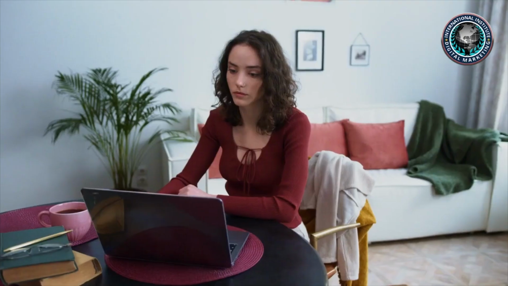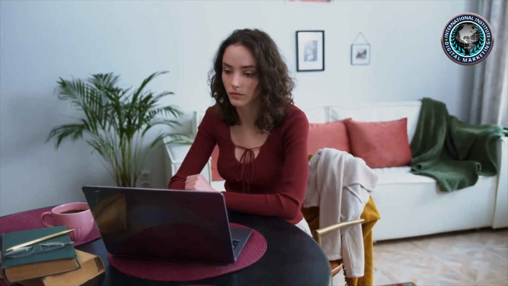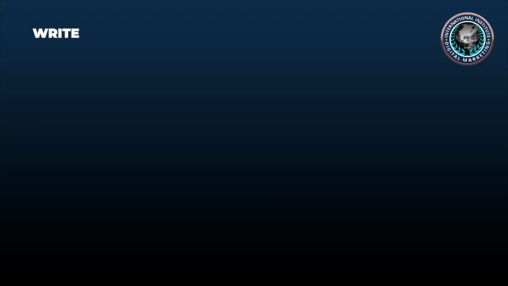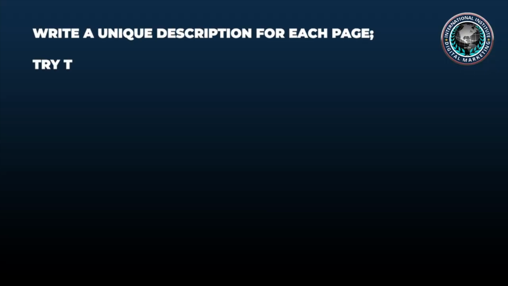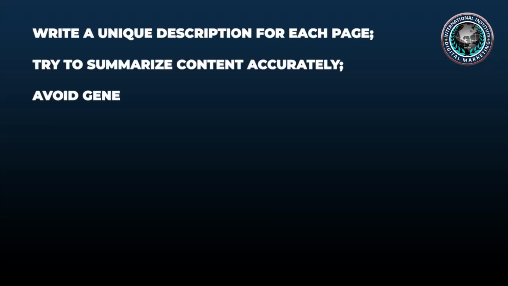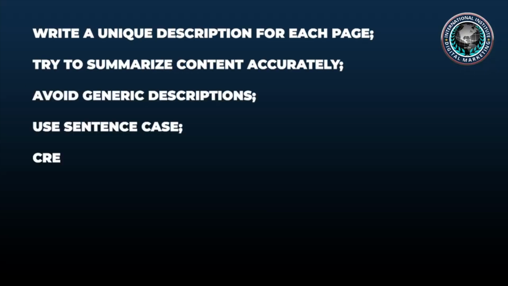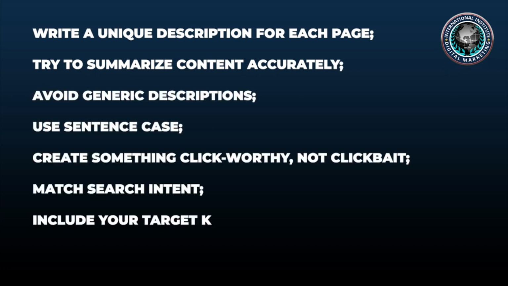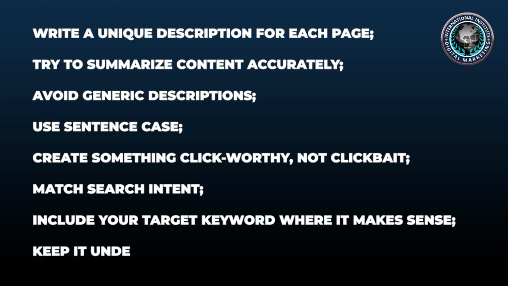Meta description. The meta description summarizes the page's content. Search engines often use it for the snippet in search results. Here are the best practices. Write a unique description for each page. Try to summarize content accurately. Avoid generic descriptions. Use sentence case. Create something click-worthy, not clickbait. Match search intent. Include your target keyword where it makes sense, and keep it under 160 characters.